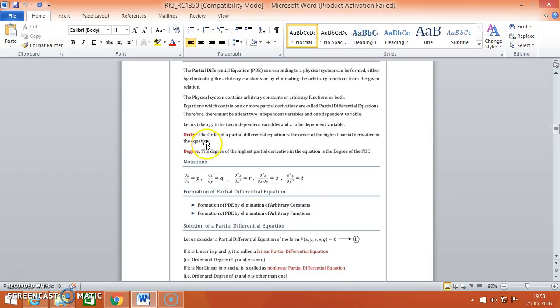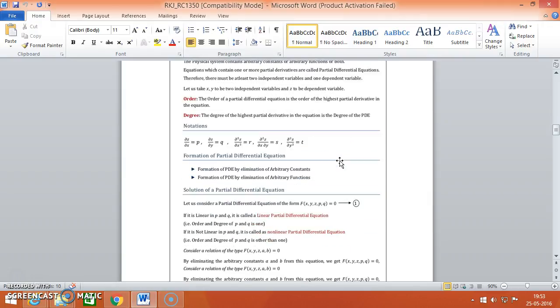Now the order of PDE we define as the highest partial derivative that exists in the equation, and degree of PDE is defined as the power of the highest partial derivative in the equation. We use some standard notation in partial differential equation. Del z over del x is denoted by p, del z over del y by q, del square z over del x square by r, del square z over del x del y by s, and del square z over del y square by t.